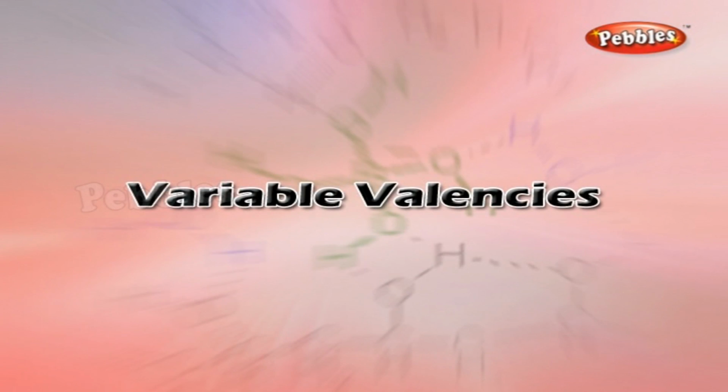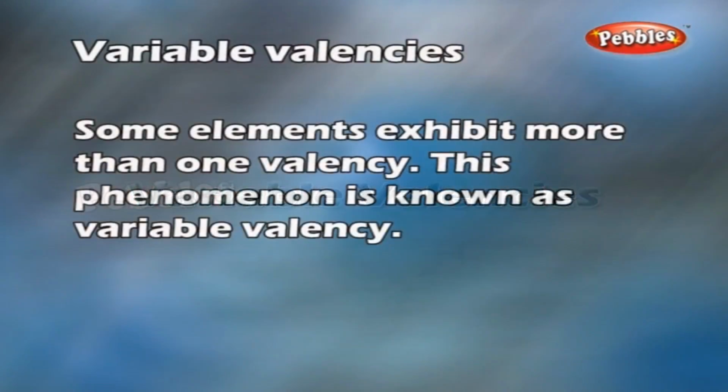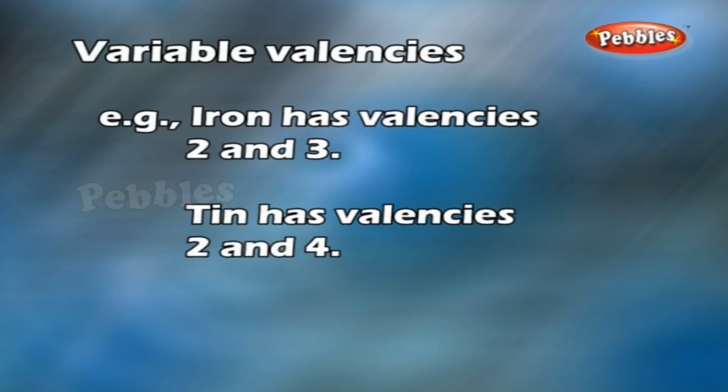Variable valencies. Some elements exhibit more than one valency. This phenomenon is known as variable valency. Example, iron has valencies 2 and 3. Tin has valencies 2 and 4.